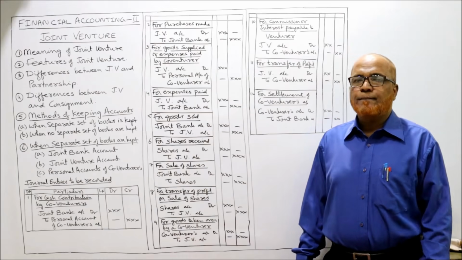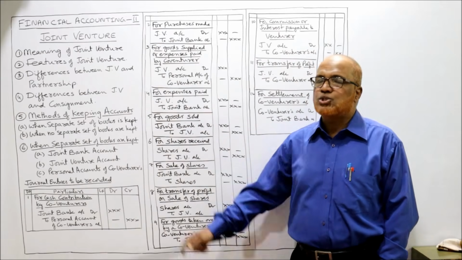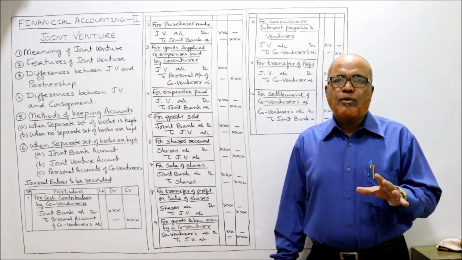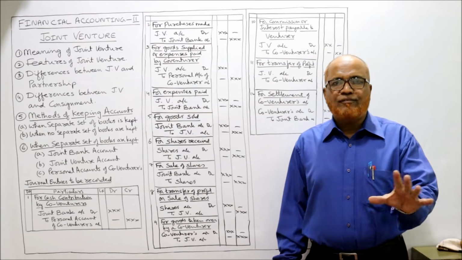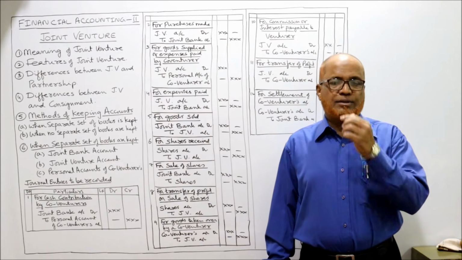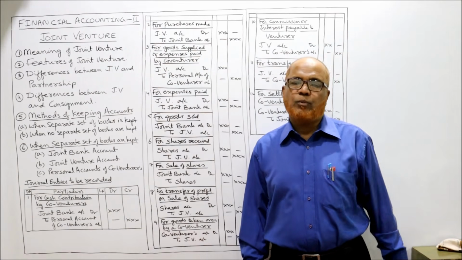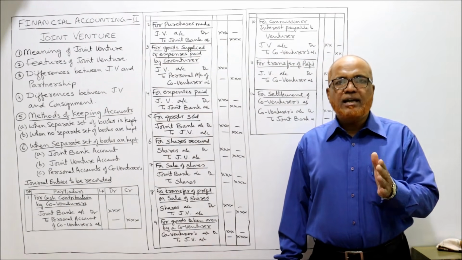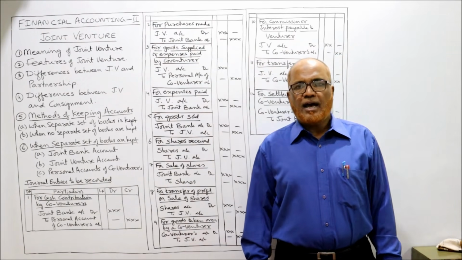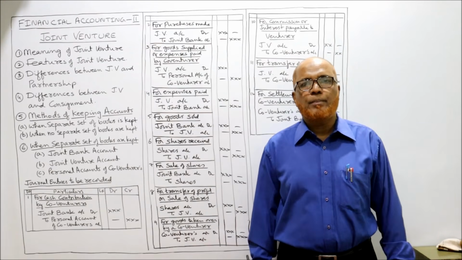Now I'm going to start the new subject, that is Financial Accounting 2. The chapter is joint venture. Joint venture is a temporary partnership without a firm name between 2 or more persons for a particular venture, and they will share the profit or losses in the agreed proportions. The parties to this joint venture are called co-venturers, and the business will come to an end as soon as the venture is completed.